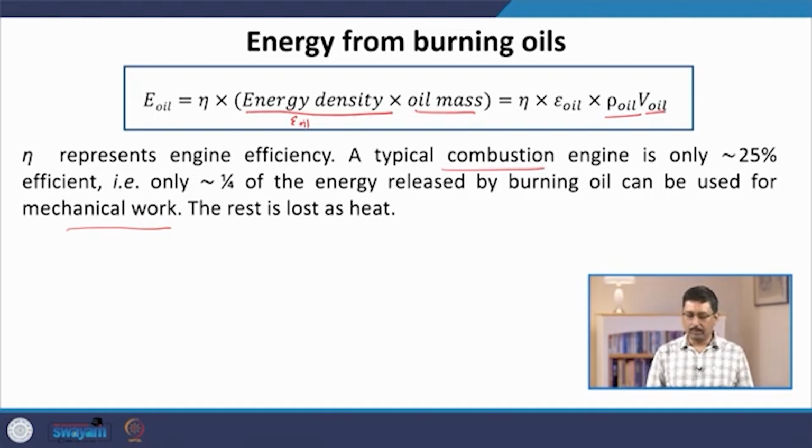So, a typical combustion engine is only 25% efficient, which means the car can use only 25% of the energy from the oil to drive the car, to move the car. So, here I add a factor eta which represents the engine efficiency, a correction factor.